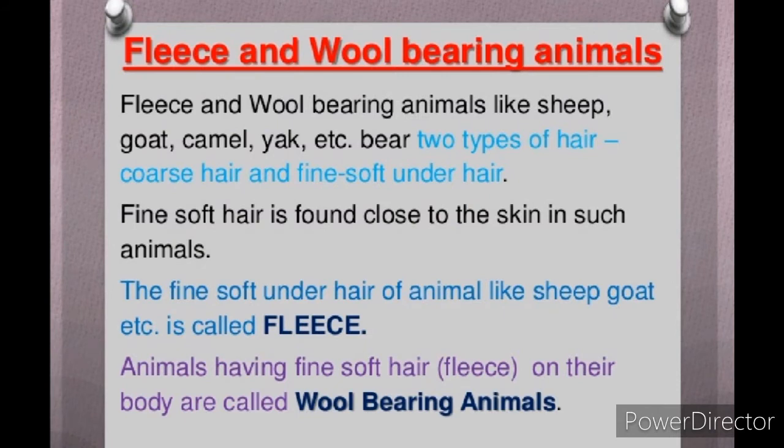Now, fleece and wool bearing animals. Fleece and wool bearing animals like sheep, goat, camel, yak, etc. bear two types of hair, coarse hair and fine soft under hair. This means they do not have only the upper layer of hair, they have two types of hair, coarse hair and fine soft under hair. Fine soft hair is found close to the skin in such animals. The fine soft under hair of animals like sheep, goat, etc. is called fleece. Animals having fine soft hair, that is fleece, on their body are called wool bearing animals.